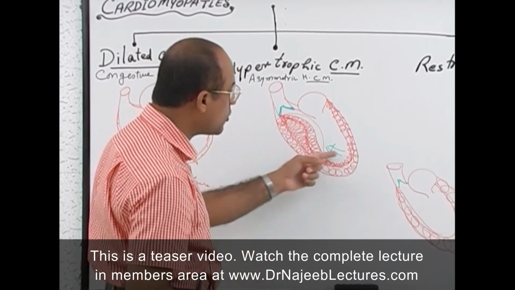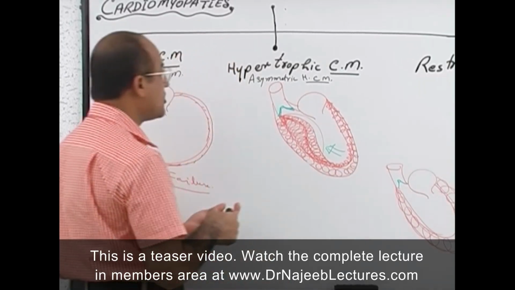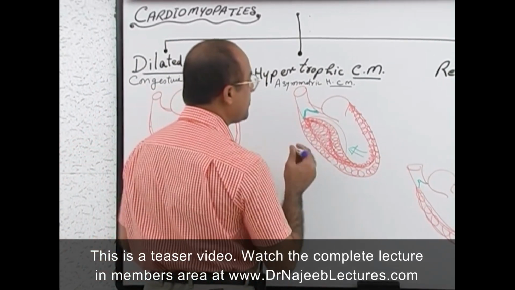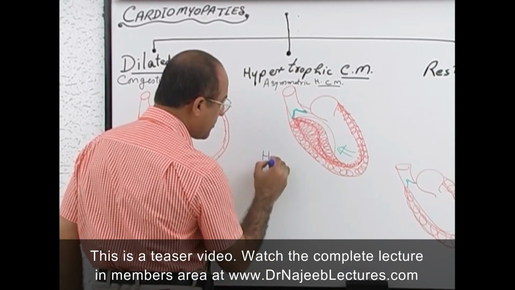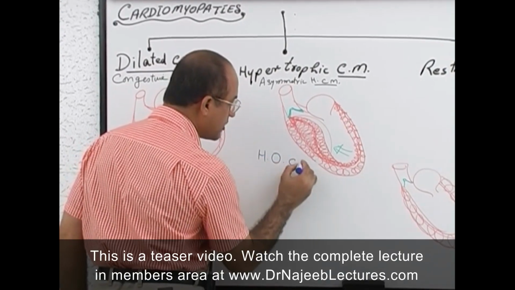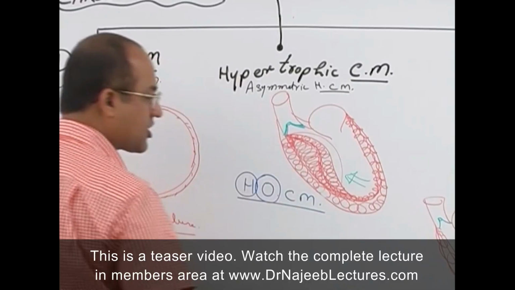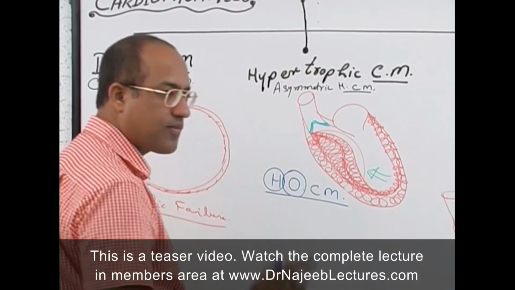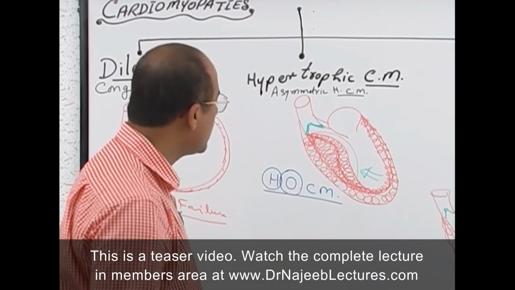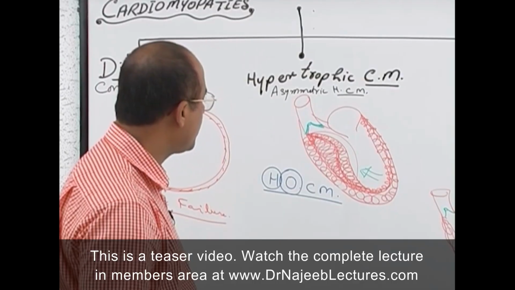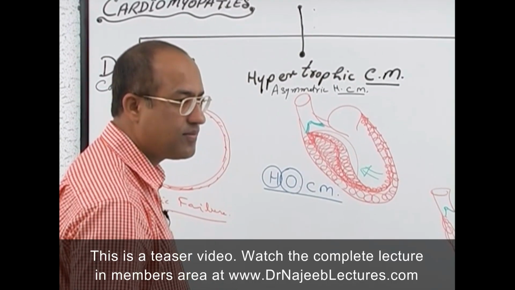Because it produces outflow obstruction, this is very commonly called hypertrophic obstructive cardiomyopathy. Another name is that there is hypertrophy which is leading to obstruction. Hypertrophic obstructive cardiomyopathy, or simply call it obstructive hypertrophic cardiomyopathy. Is that right?